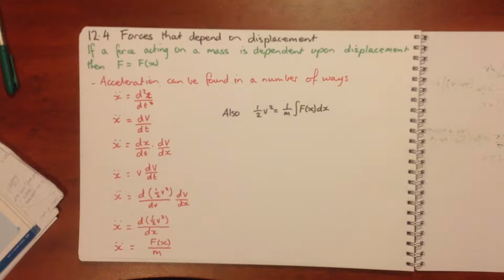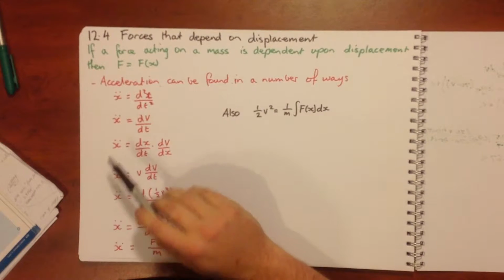Hey, in this tutorial we're having a look at section 12.4 on forces that depend on displacement. If a force acting on a mass is dependent upon displacement, then we say F is equal to F of x. They give us a range of different ways that we can talk about our acceleration.